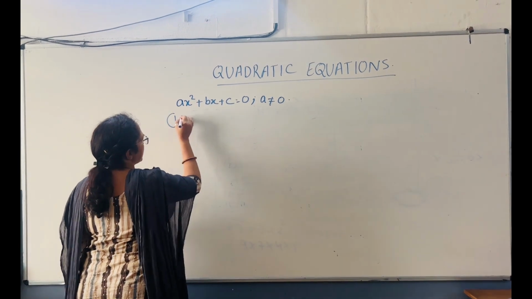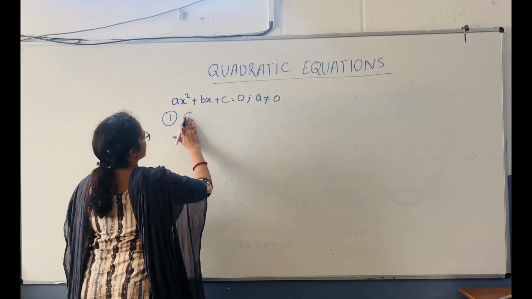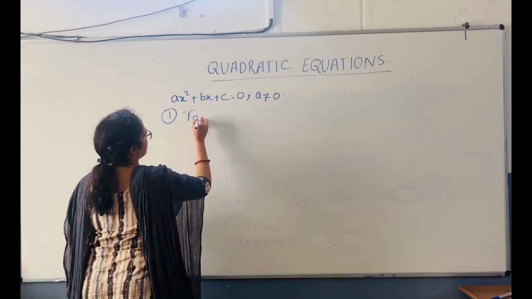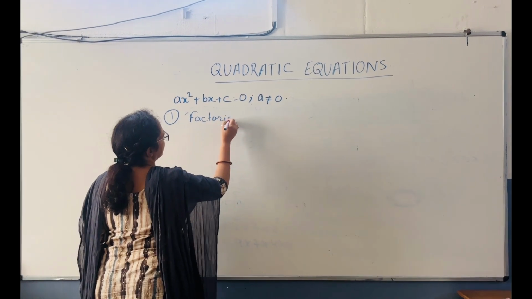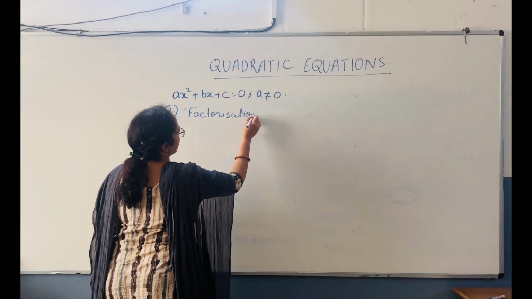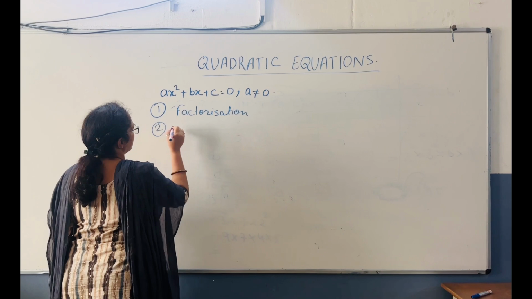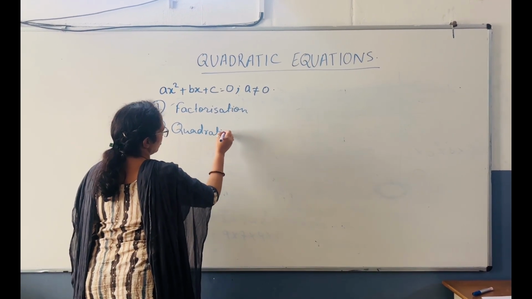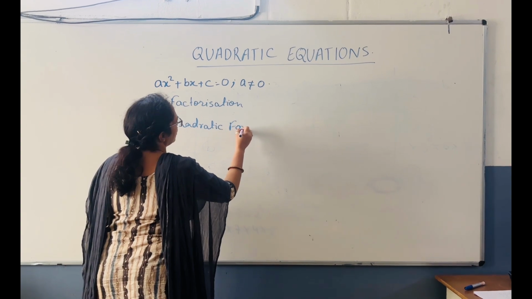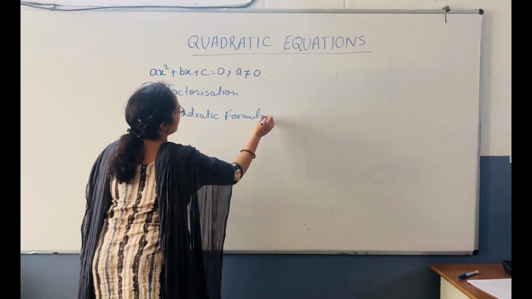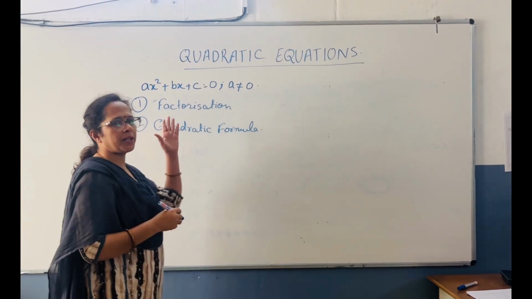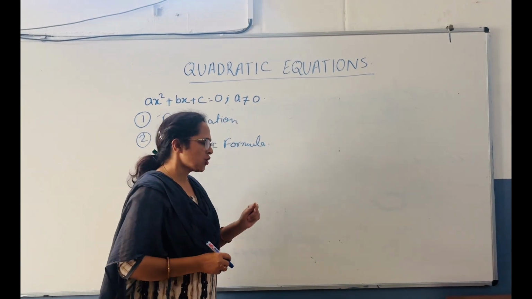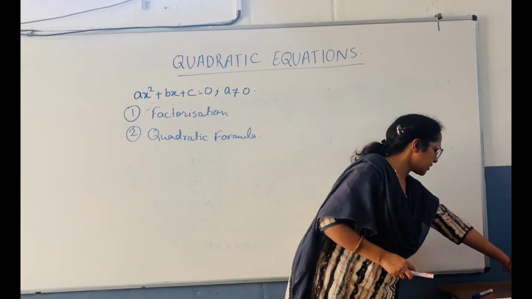The first one is factorization, and the second is the quadratic formula. These are the 2 methods we have to go with. So today I am taking a few questions which are to be done by factorization. So what are the basics? What are the important questions?